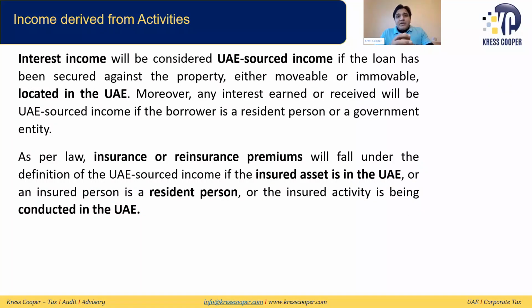Interest will be considered UAE sourced income if the loan has been secured against a property, movable or immovable, located in the UAE. Let's take this example: there is a UK bank. The UK bank has given a loan to a UAE company, or might be any other party outside the UAE as well, but the loan has been secured against a movable or immovable property.